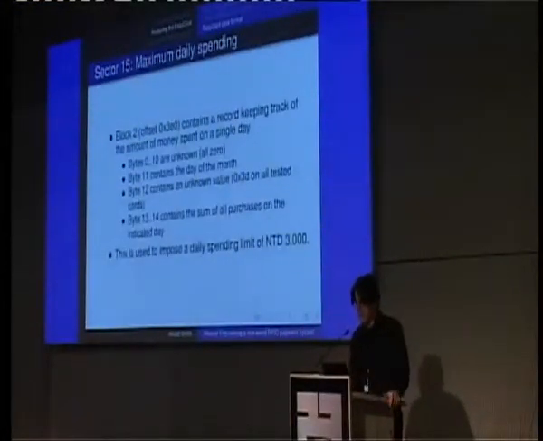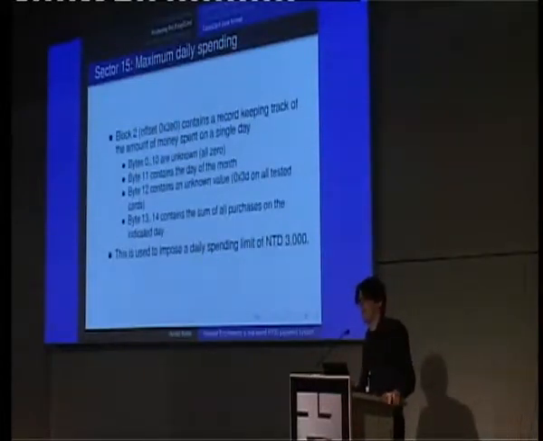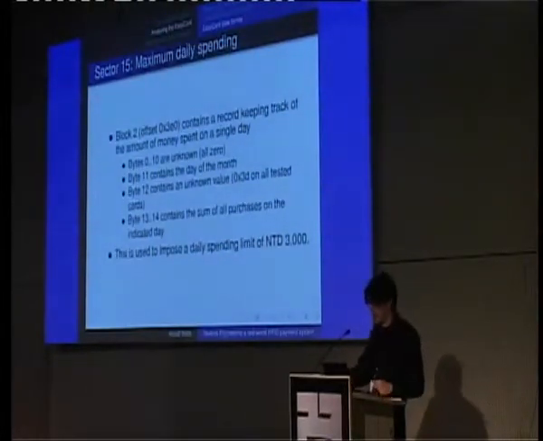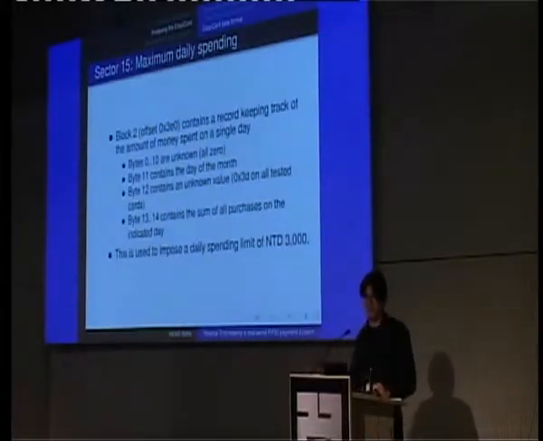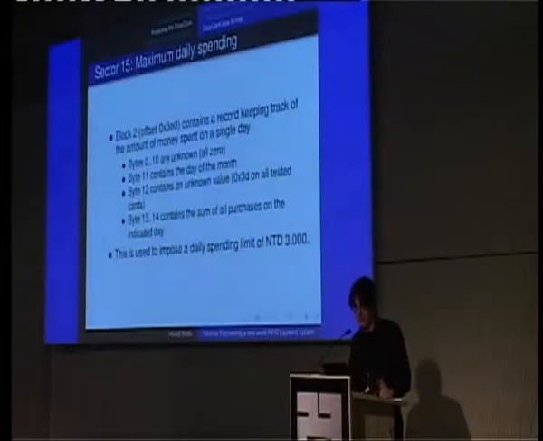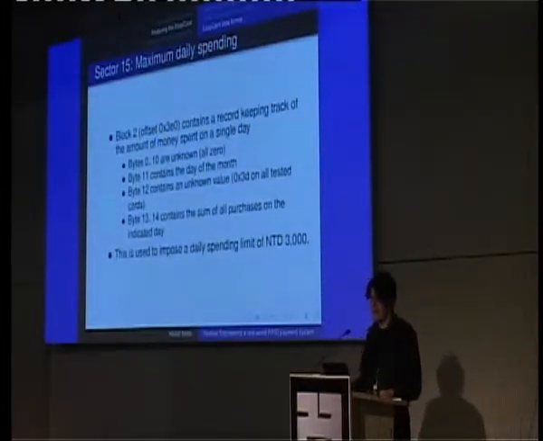There is a maximum daily spending. You cannot spend more than 3,000 NT dollars per day with the single card. You can charge up to 10,000 on the card, but the daily limit is 3,000. And in sector 15, block 2 at offset 3E0, you have a record that contains the amount of money you have spent on a given day of the month. So it contains the day of the month. So let's say today is whatever, 29th. So it would mean 29, and you've spent whatever, 1,000 NT dollars so far on that day. And this is checked in all the transactions. And if that value reaches 3,000, the card is refused from any further transaction, as long as the day of the month is the same.